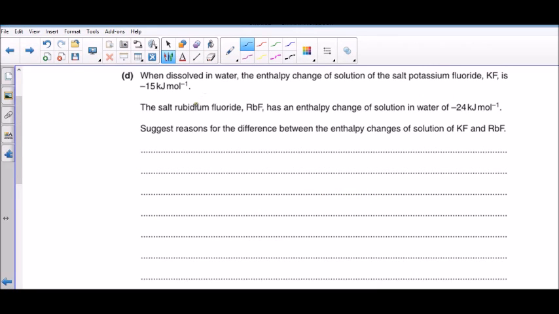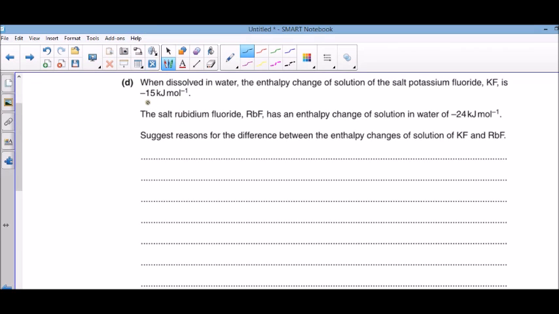Now the final two parts of this question. This is to do with enthalpy of hydration, and it's the size of enthalpy of hydration, so we're going to use CRAS. Remember, charge, radius, attraction, size. Now we're comparing potassium and rubidium. They are both in group 1, so they're both 1+, so we don't need to mention the charge.